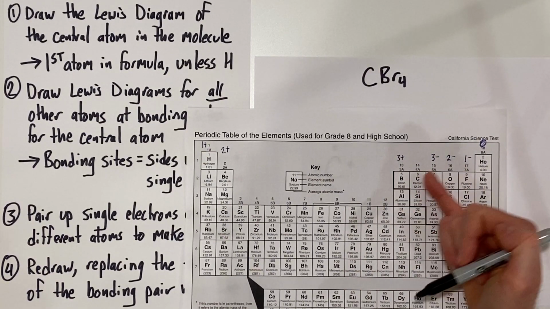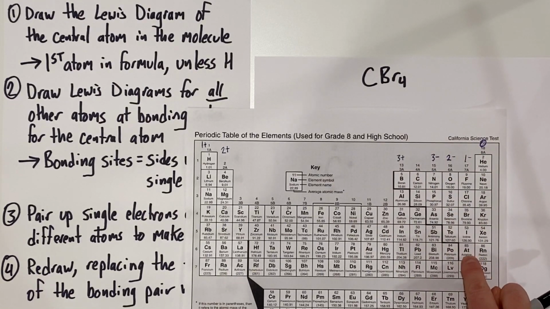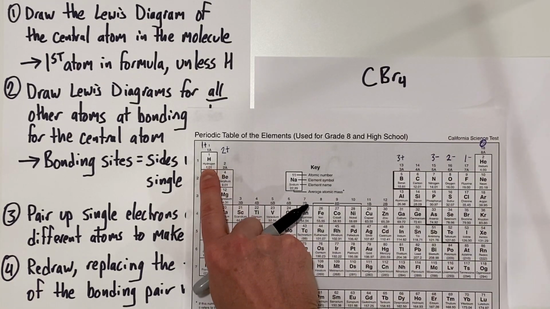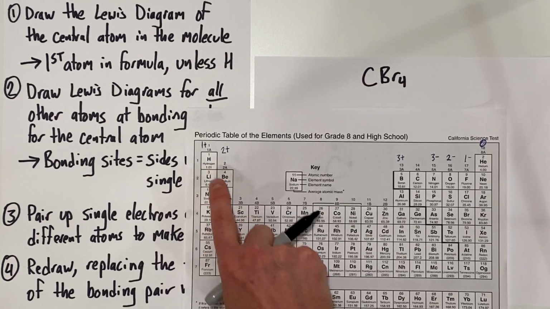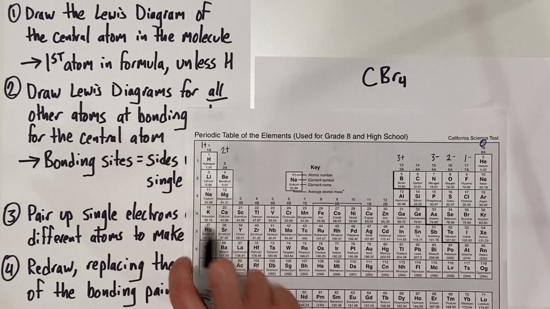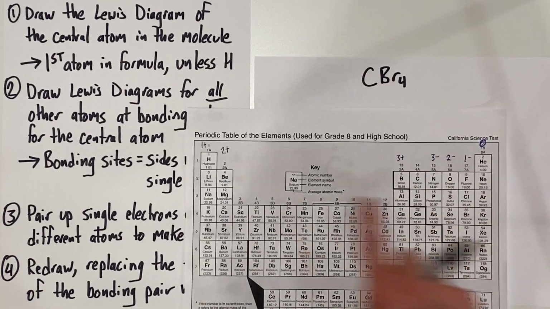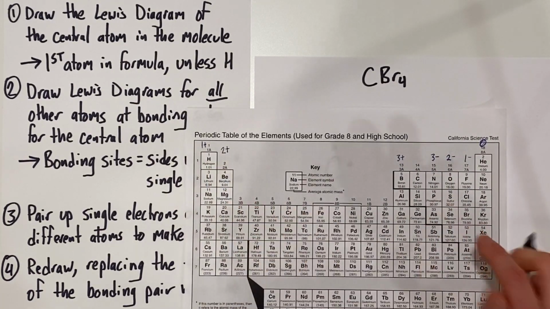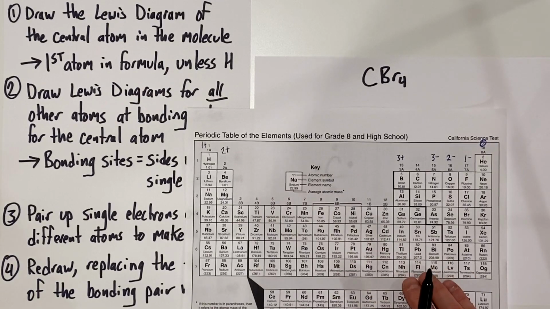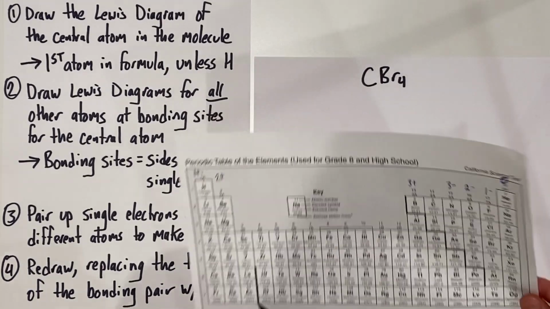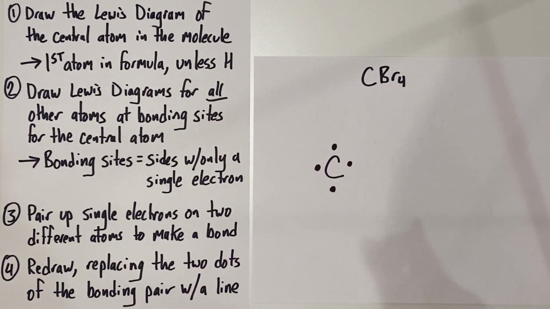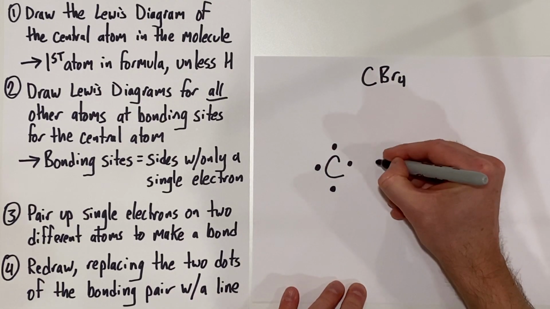Remember, only the elements to the right of the staircase are nonmetals, in addition to hydrogen. Hydrogen is the one exception. It's the only element on the left-hand side of the staircase that's a nonmetal. So I'm really only looking right here and thinking that hydrogen's over here. All the rest of these elements are metals, and if you have a metal, you're not making a molecule, you're making an ionic compound. All right, so bromine, as we saw, has 7 valence electrons.